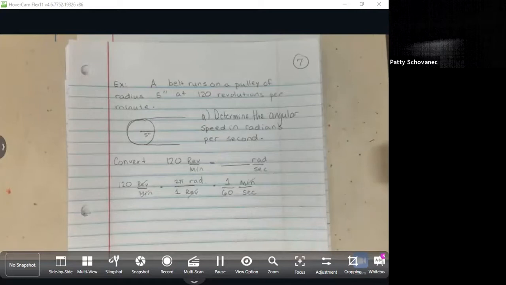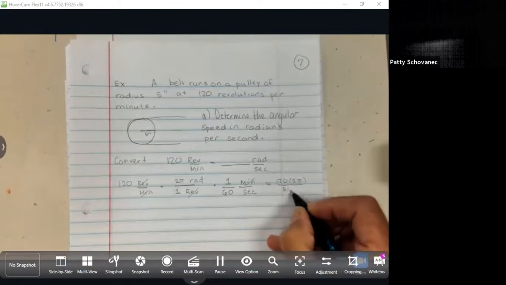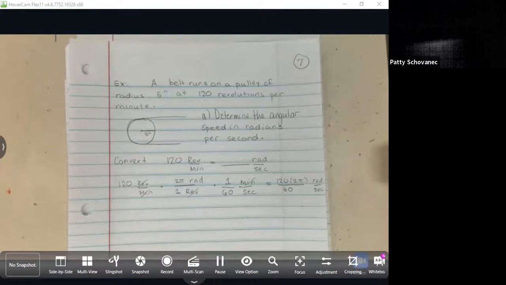So let's multiply straight across. 120 times 2 pi times 1 divided by 60. So 120 times 2 pi divided by 60 is going to be our radians per second. So let me reduce that a bit. 60 goes into 120 twice. 2 times 2 pi gives me 4 pi radians per second. That's our angular speed. That's the thing we're calling omega.